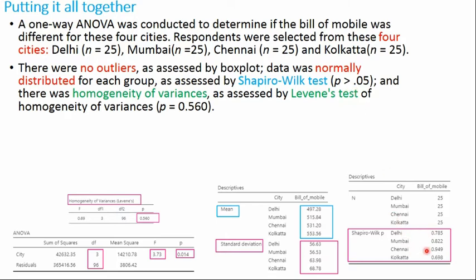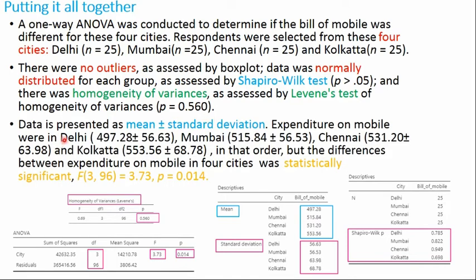The Shapiro-Wilk p value was greater than 0.05 in each case, and there was homogeneity of variance as assessed by Levene's test. Our Levene's test p value is greater than 0.05; the p value is in our case 0.506. We will report that here. And finally, data is presented as mean plus or minus standard deviation: mean 497.28, standard deviation 56.63. I will report this here for Delhi, for Mumbai, for Chennai and for Calcutta.